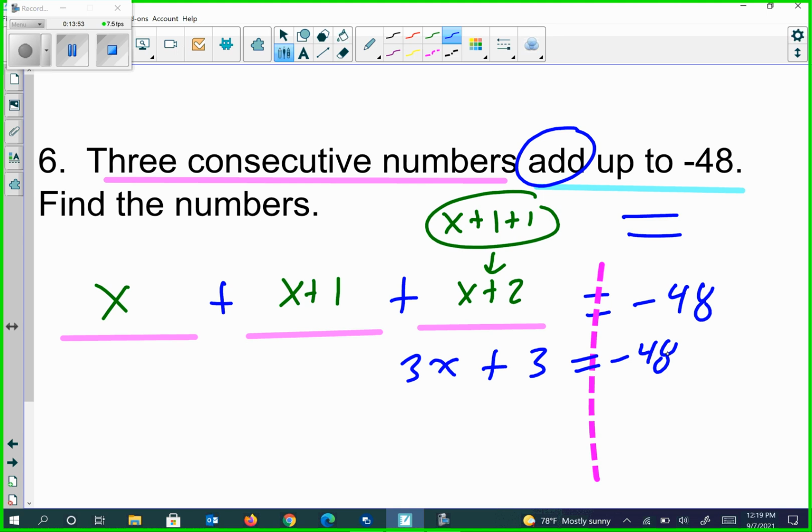Okay, so friends, we're ready to start working through this problem. What should I do next? Subtract 3. Those cancel.